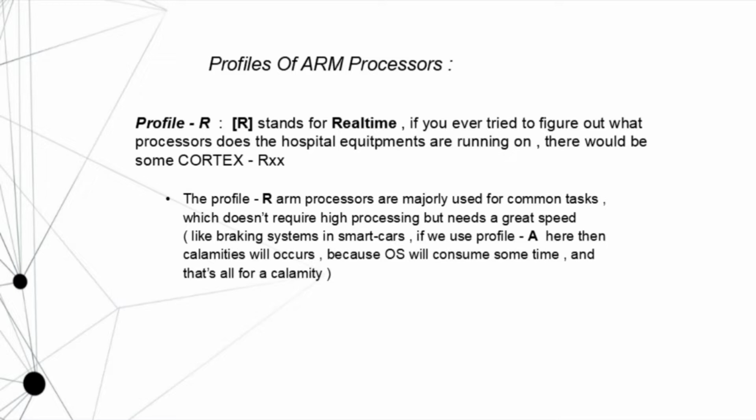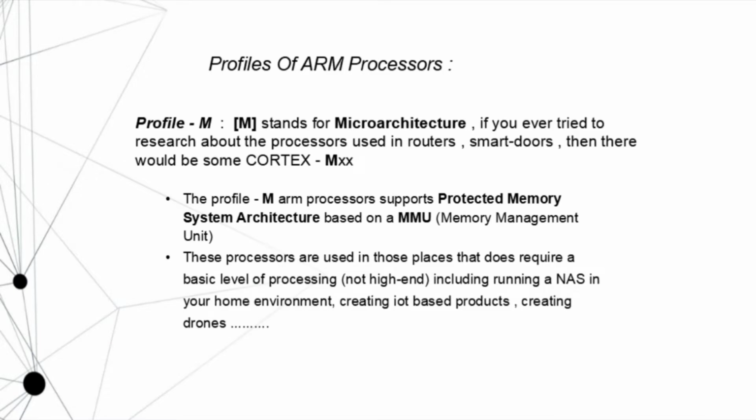Talking about the next profile, profile M, here M stands for microarchitecture. If you have ever tried to find out about the processor in the Arduino board or any kind of microcontroller, you might come to an end result after searching. Those devices use Cortex M32, Cortex M59 and any processor starting with the prefix Cortex M. Here also M signifies the profile of the ARM processor used in that device.